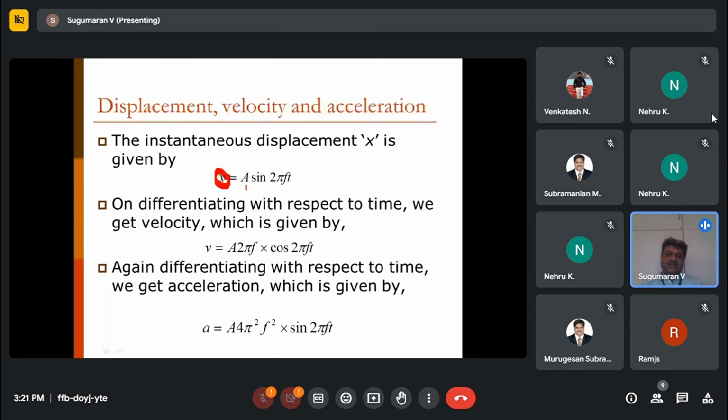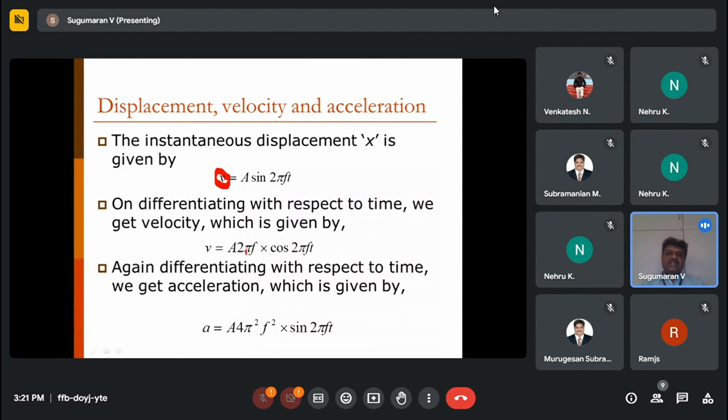A is a constant, so as it is, it comes. Sin theta, when I differentiate, becomes cos theta. So sin 2 pi ft will become cos 2 pi ft. It's not theta, it is in some other variable, so I have to differentiate.